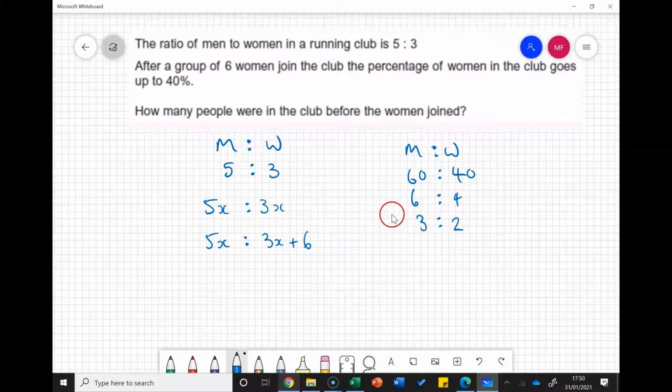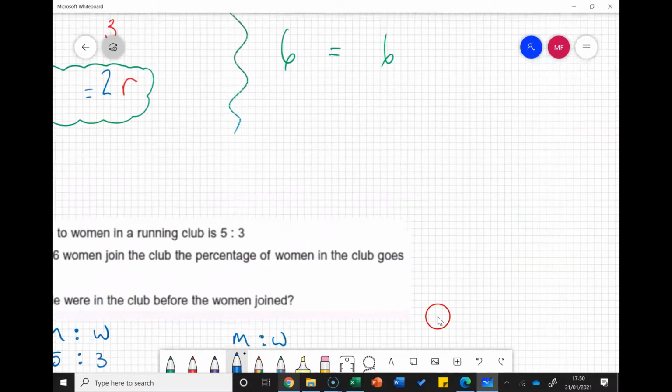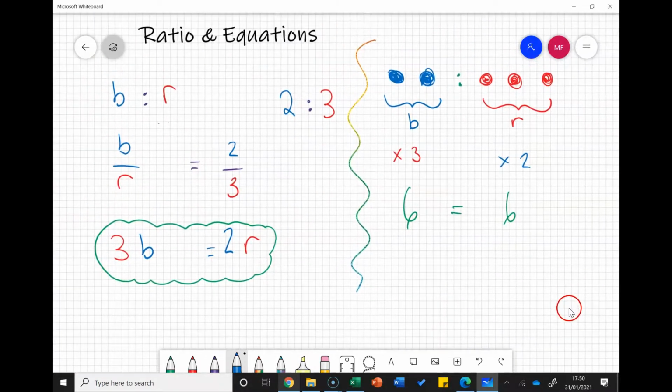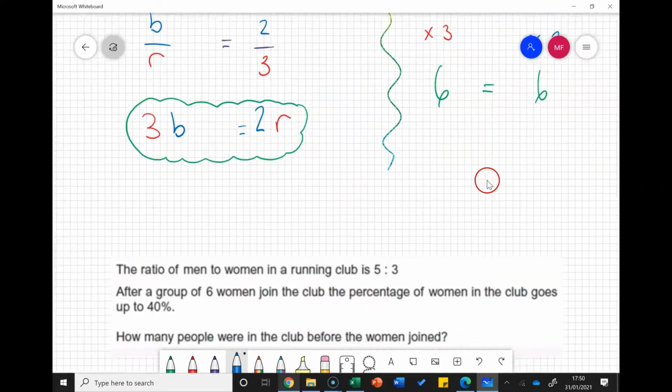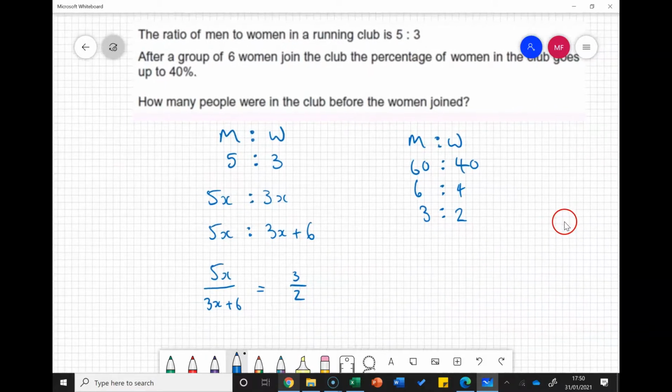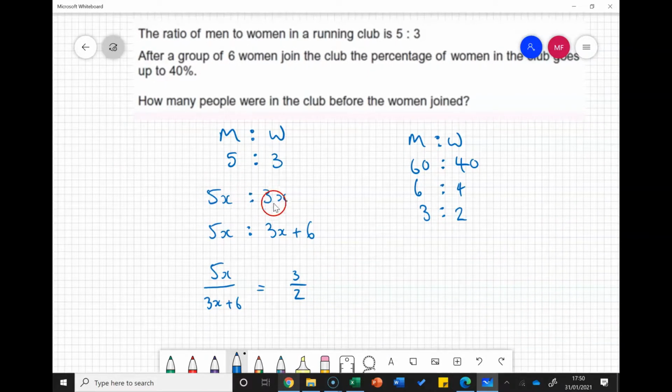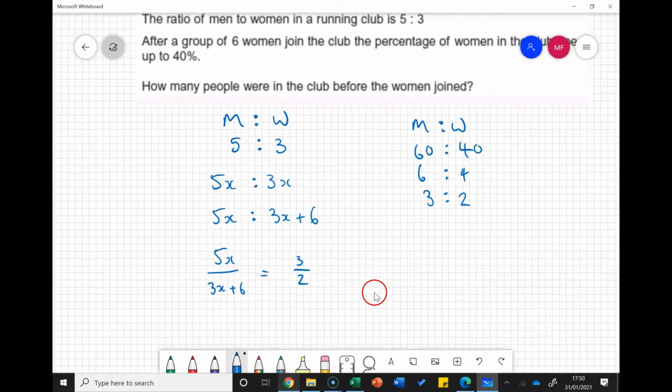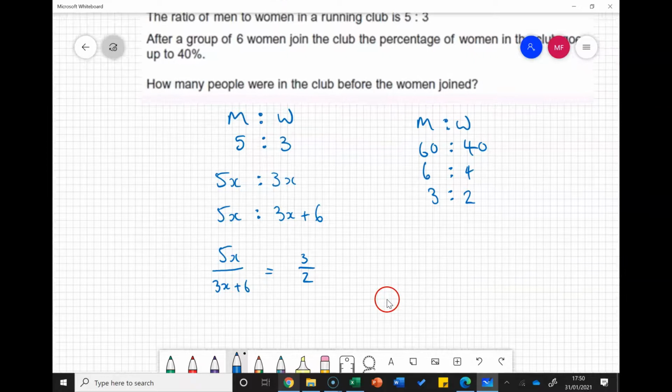Now I want to use something that we did before, using our previous skills. So we could say that 5x over 3x plus 6 is the same as 3 over 2. Okay, so using that idea that we had with our counters, where they go up here, we had this ratio and this ratio. We form this equation. I'm doing the same technique on this really tricky problem. I just slipped in this x because I needed a variable. Okay, so now this is nothing to do with the ratio. This is about algebraic equations.